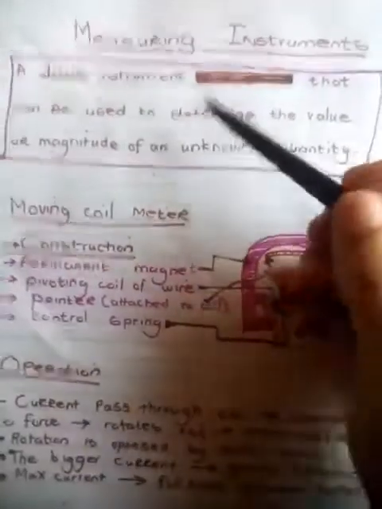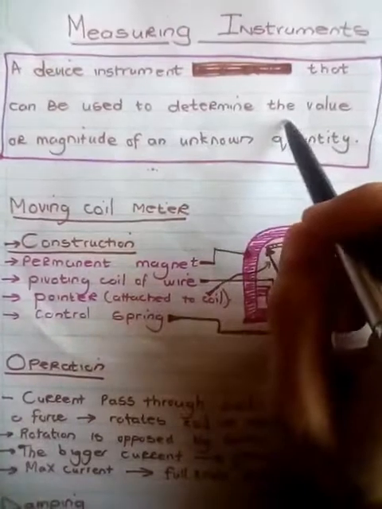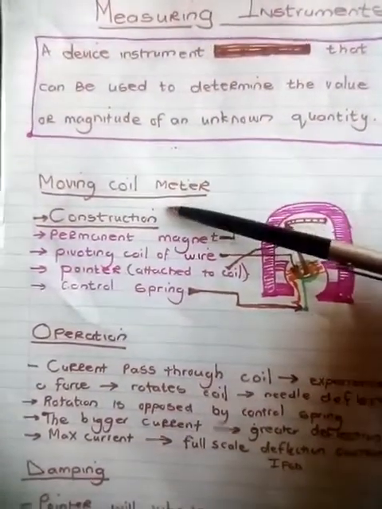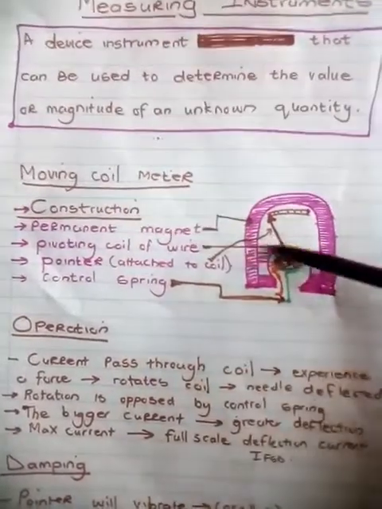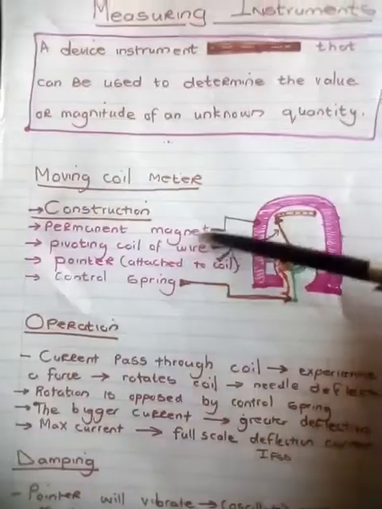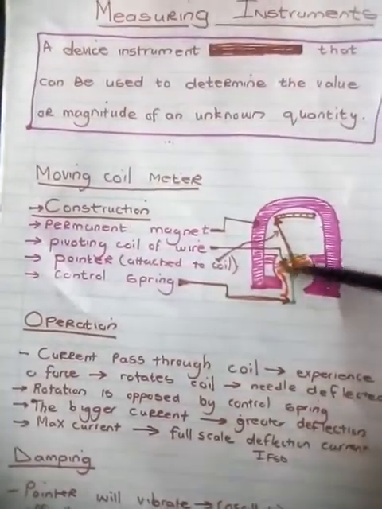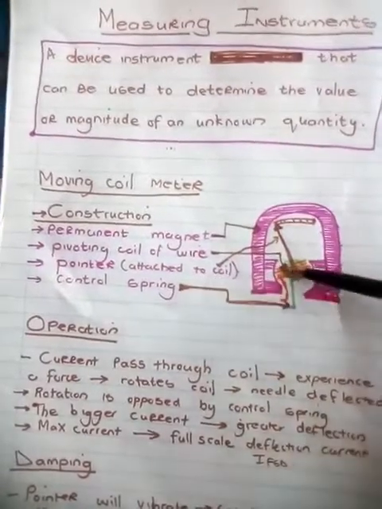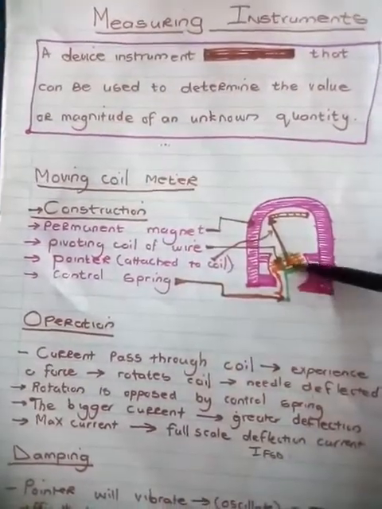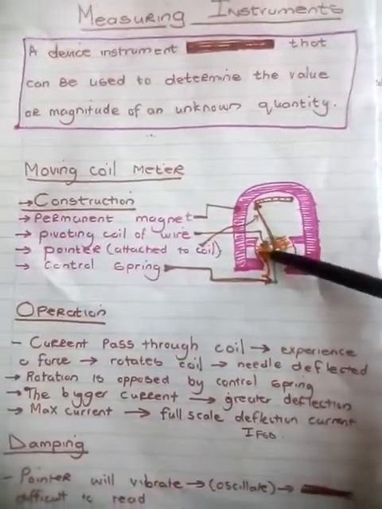Okay, measuring instruments. A measuring instrument is a device that can be used to determine the value or magnitude of an unknown quantity. You must know the moving coil meter and its construction. If you look at the drawing in the textbook, it consists of a permanent magnet, this purple one, a pivoting coil of wire, the orange, and then a pointer attached to the coil, and the control spring, the green. You must be able to draw that and label it.